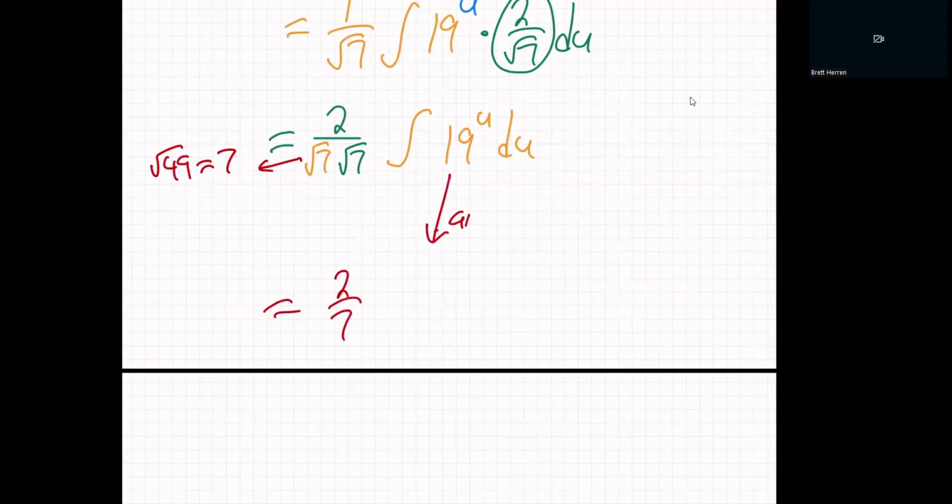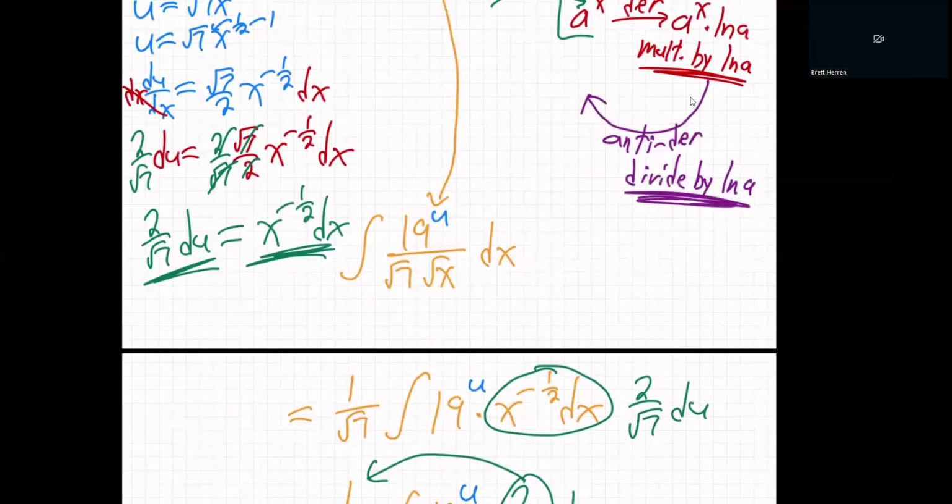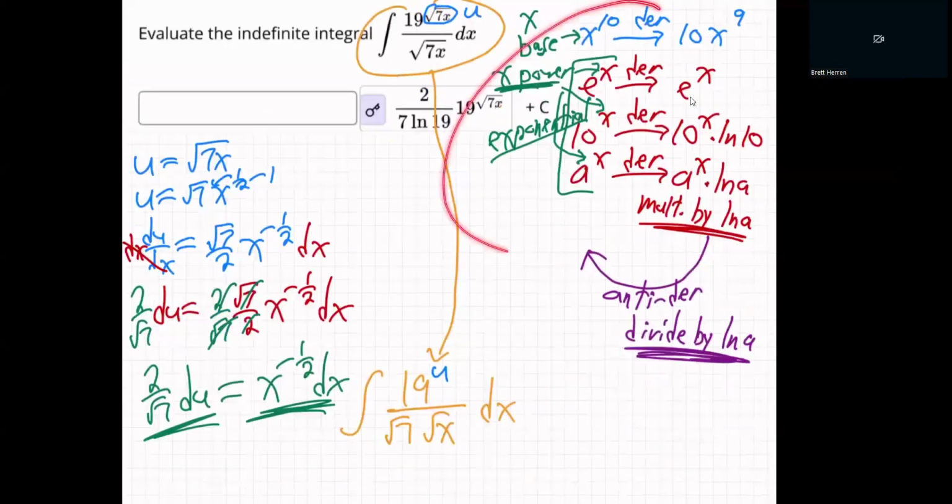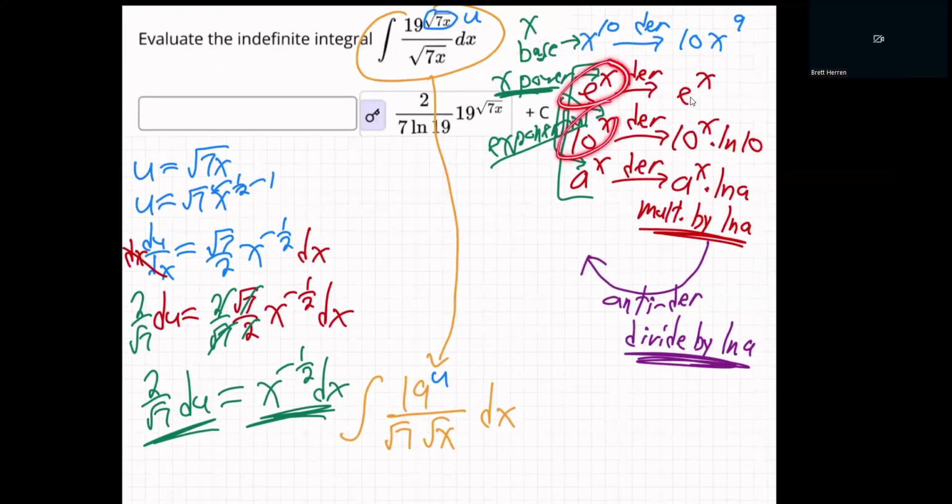And I got to do the antiderivative, because that's what these operators are saying, the integral and the du: do the antiderivative on 19 to the u. So how do you do that? What's the antiderivative of that? Well, up here I wrote out some of the rules just to refresh your memory. When x is in the base, that's easy, that's just the power rule. Bring down the 10, subtract 1 from the power, 10x to the ninth, no big deal. But when x is in the power zone, like e to the x, 10 to the x, x is in the exponent zone.